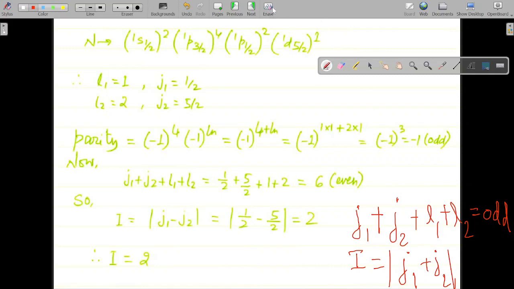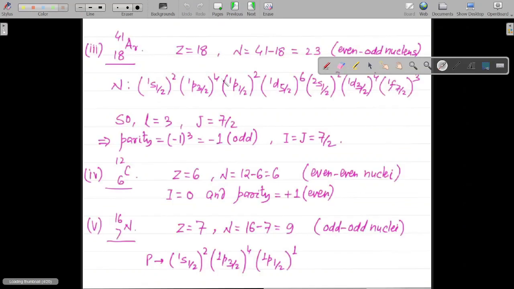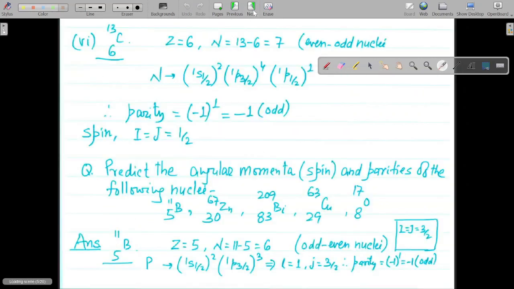And when it is even, then what happens? You can see over here, when it is even, I equal to J1 minus J2. So 1 by 2 minus 5 by 2, that will be equal to 4 by 2, that will be equal to 2. So I equal to 2. So I equal to 2 for this particular odd nucleus, which is N716. So the value of I equal to 2 for this.